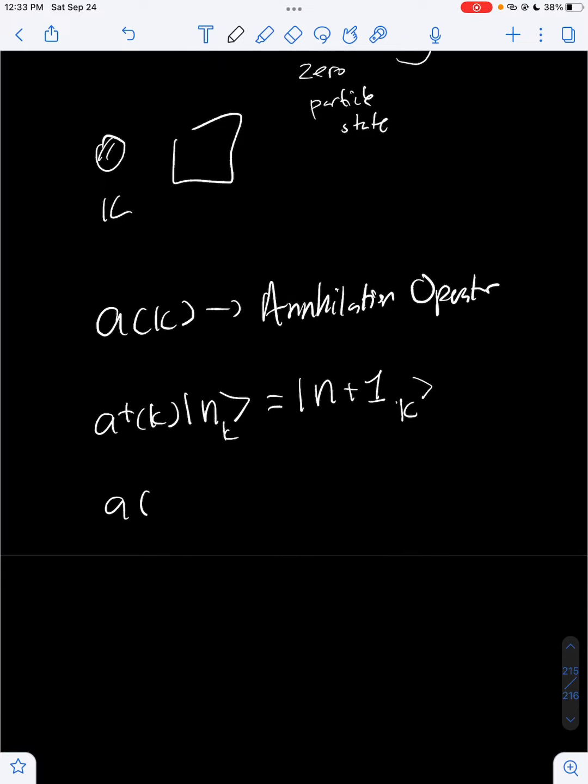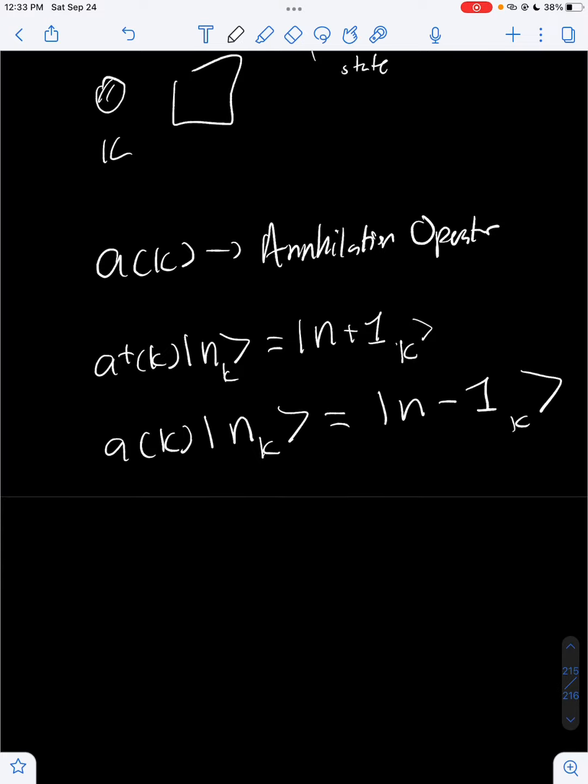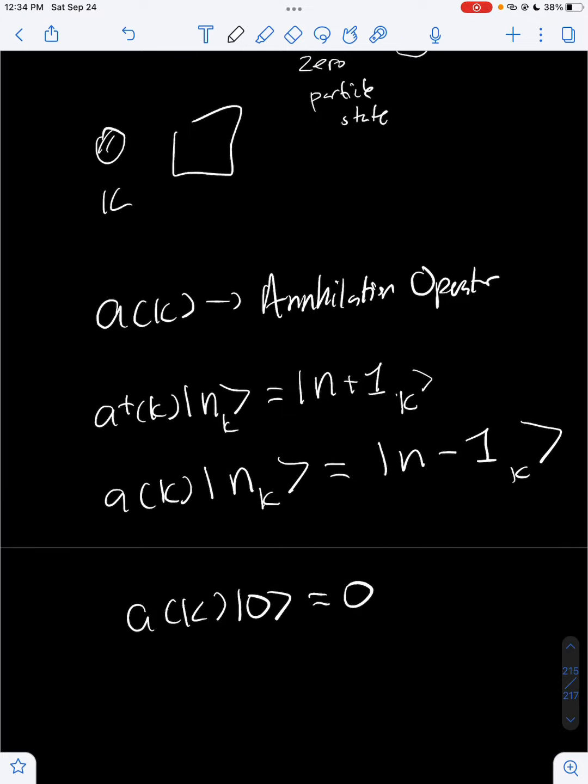And then A of k acting on some state with n particles with momentum k actually is going to give us n minus 1 particles with momentum k. And this is what actually motivated A of k acting on the vacuum state equals 0. Because the vacuum state has 0 particles, so there aren't any particles left to destroy. So A of k acting on the vacuum state gives us 0. But this will technically be circular logic, since we actually used that property to derive that. So it kind of comes full circle in a way.